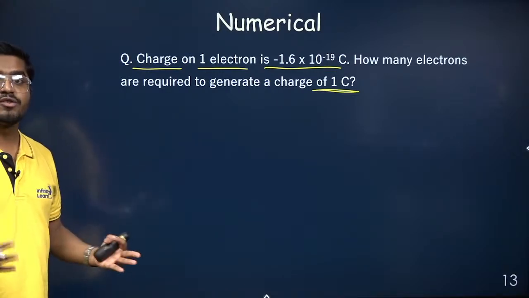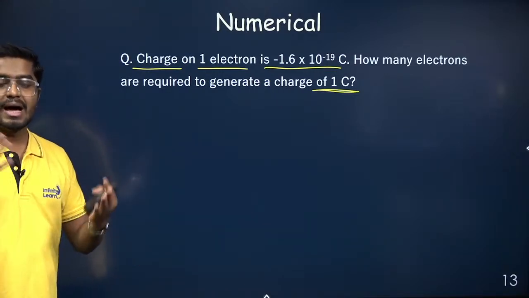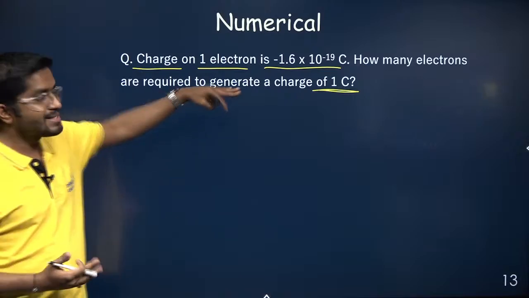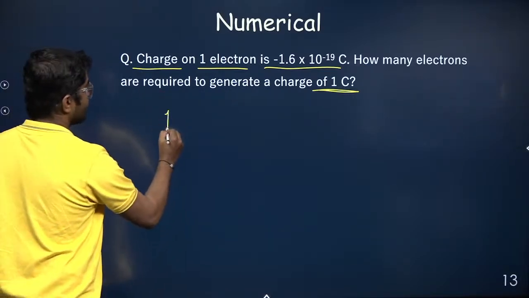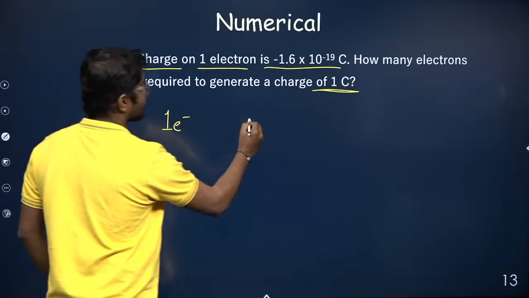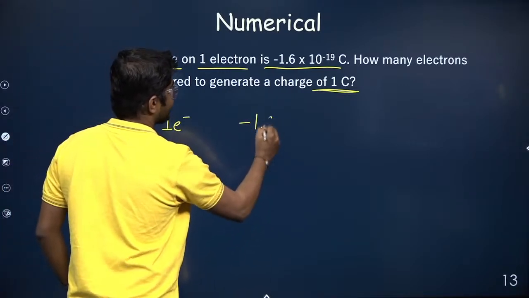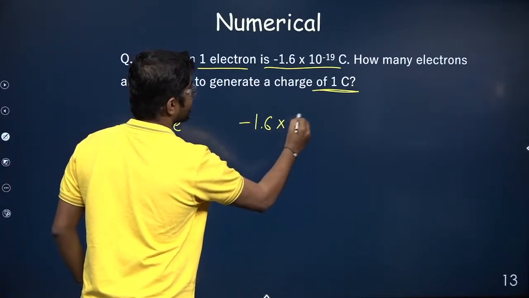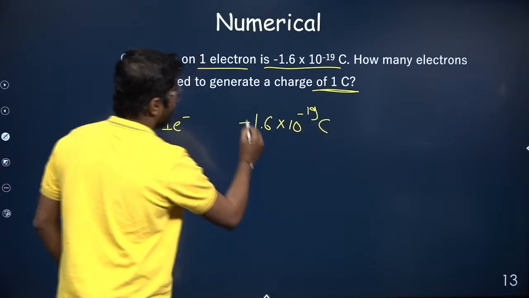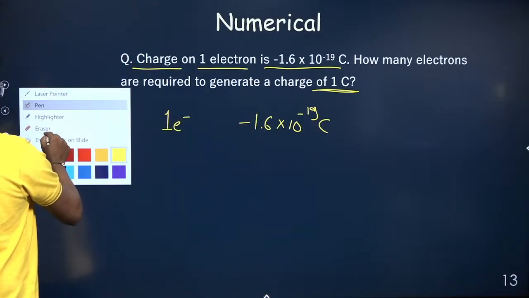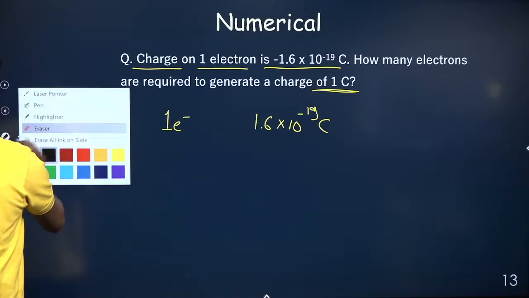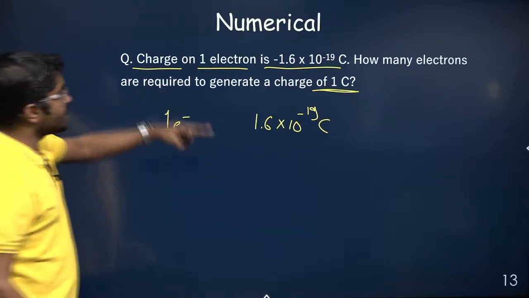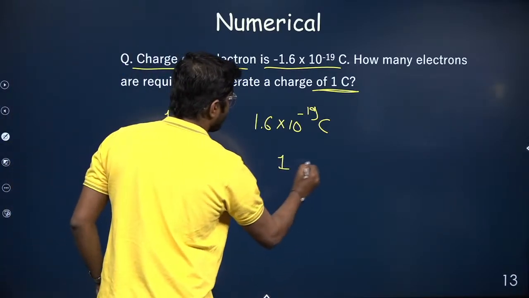We want a charge of 1 coulomb. I want you to understand how big this number is. One electron has a charge of minus 1.6 into 10 raised to minus 19 coulombs. We'll neglect the minus sign for now and just consider the magnitude of this charge. Now we want the charge to be 1 coulomb.